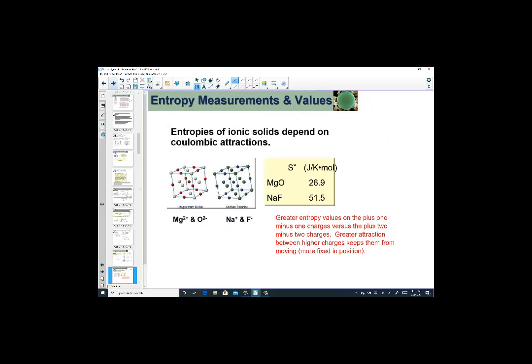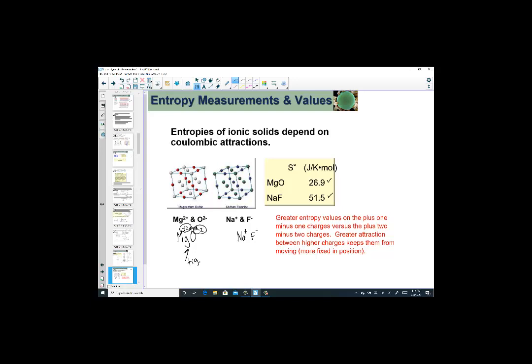Entropies of ionic solids can also depend upon the Coulombic attractions. And what does that mean? Take, for example, a magnesium oxide crystal, where magnesium carries a +2 charge and oxide carries a -2 charge. Compare that with a sodium fluoride crystalline solid. Why is it that the +1 -1 has greater entropy as compared to the +2 -2? It has to do with those Coulombic attractions. The +2 charge and the -2 charge have a greater attraction for each other. A larger magnitude of charge creates a greater attraction.